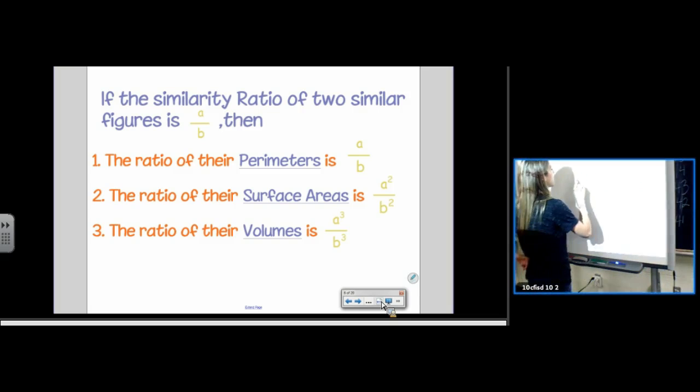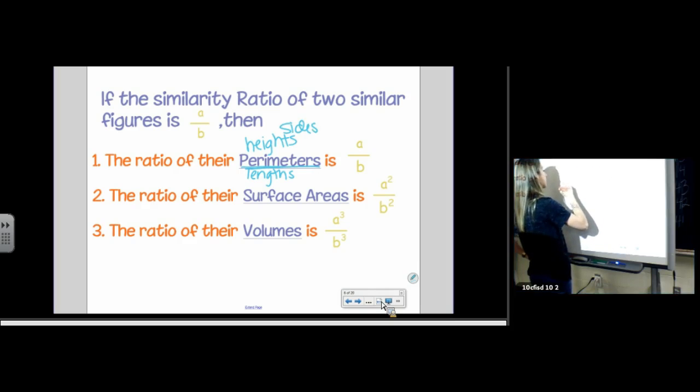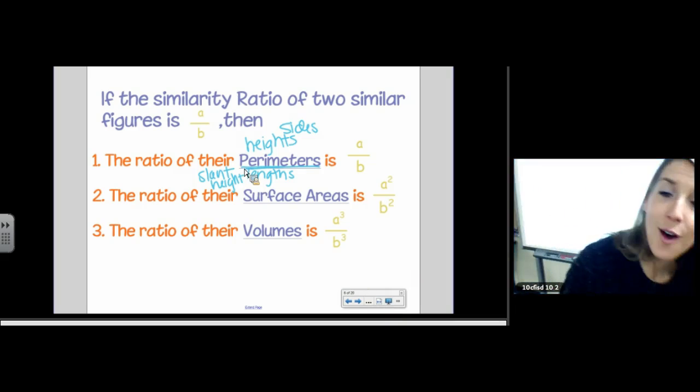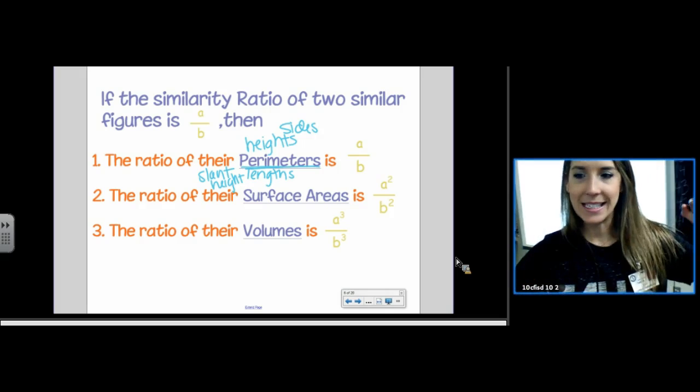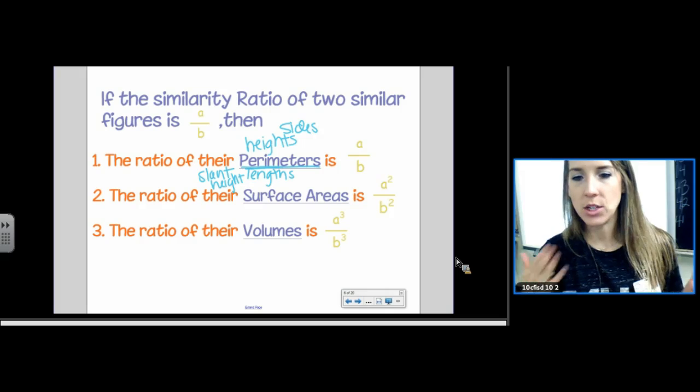Just to let you know, other words I could put here, it's the ratio of their perimeters, the ratio of their heights, the ratio of their lengths. Anything that's a segment I could put here. Ratio of the sides, ratio of the slant height. I could put any of those words in the A to B part because all of those are segments. They're all one-dimensional. So the ratio of anything that's one-dimensional is A to B.